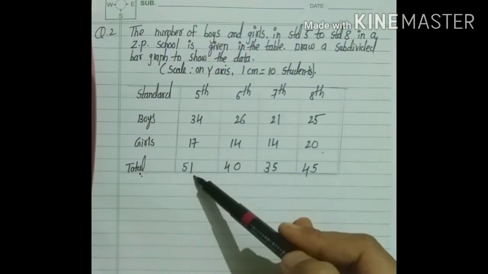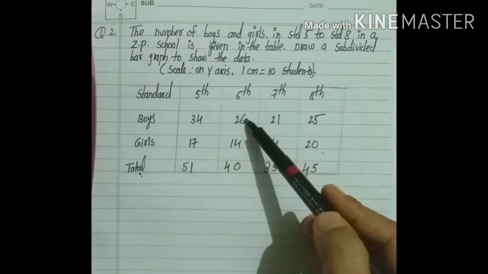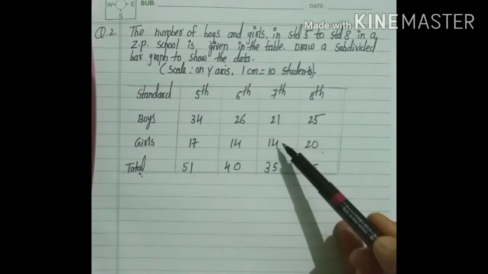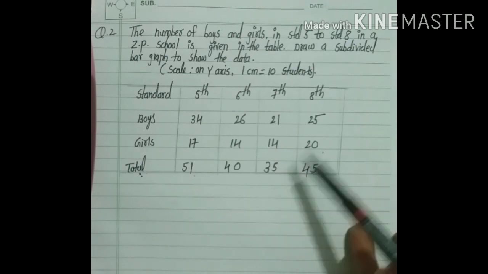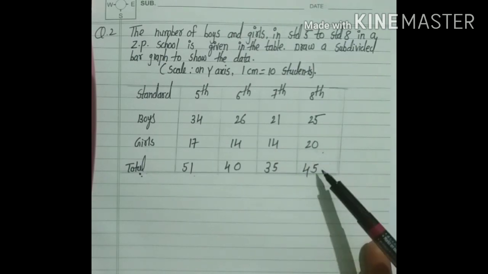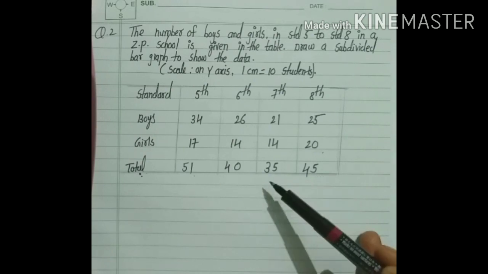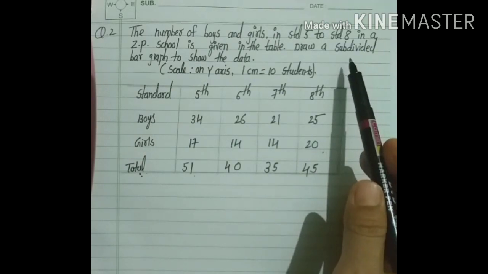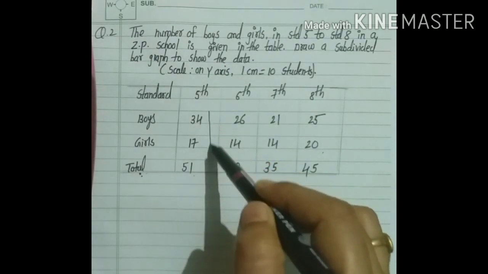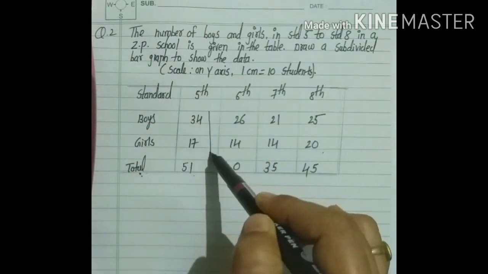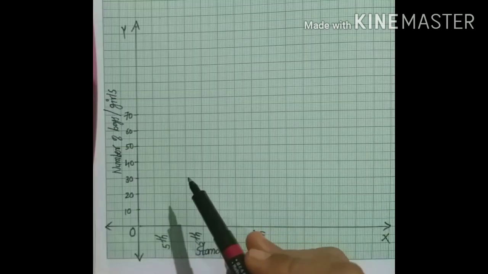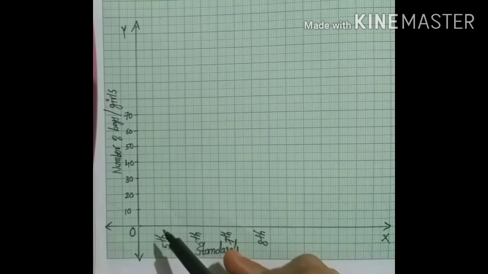These two total is children 51. Here children 26 plus 14 we get 40. 21 plus 14 we get 35. 25 plus 20 we get 45. Children, whenever we are drawing the subdivided bar graph, we have to add these two information. Okay children. Now we draw the graph. Now children, we draw the graph of question number 2.